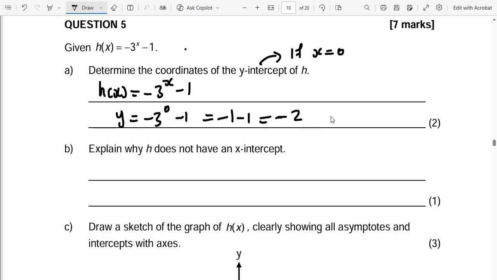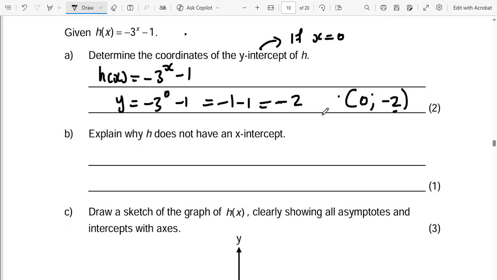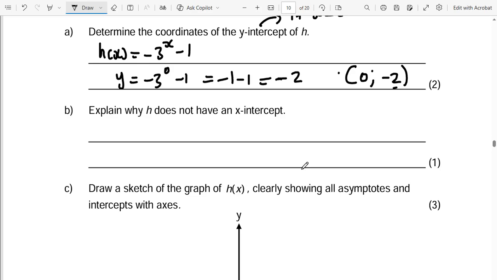Minus 2. So this tells you that the y-intercept will be 0 and minus 2. That's it. The next question: explain why h does not have an x-intercept.